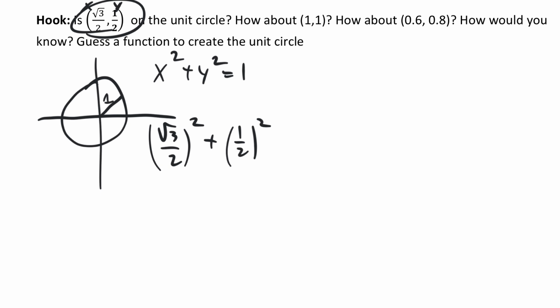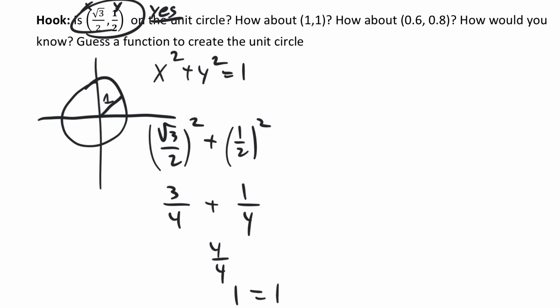Well, root 3 over 2 squared, we have to square the top and bottom. Square root of root 3 is just 3. Square of 2 is 4. Square of 1 is 1. 1 plus 3 is 4. Yeah, we get 1. 1 equals 1. So yes, this point is on the unit circle.